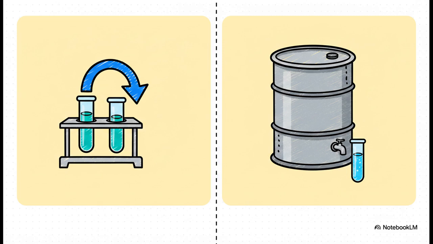Retesting uses the exact same original sample you already pulled. Resampling, that means grabbing a totally new sample directly from the batch. And listen closely, you only ever resample if you can explicitly prove the original sample was somehow compromised. Otherwise, it kind of looks like you're just fishing around for a good result.